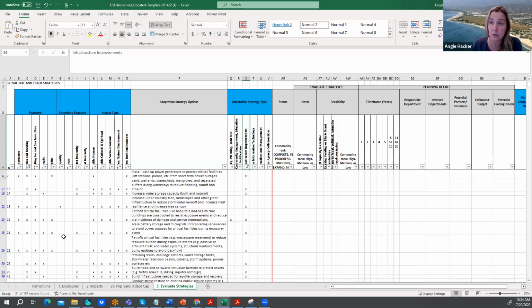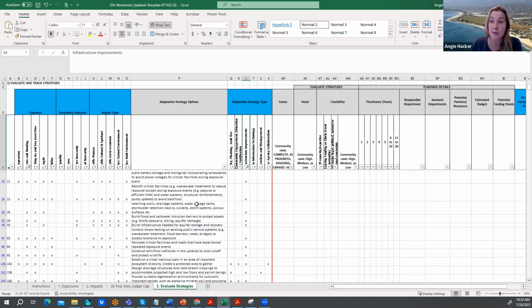Like, I have a really big storm and flooding issue. What can I do about it? Then you filtered it down a little bit further. You can get a little list. Doesn't mean you have to do all these things, just means, hey, here's some ideas. And then you can use the rest of this to help you plan out, evaluate whether or not that strategy is right for you and plan out some initial details.